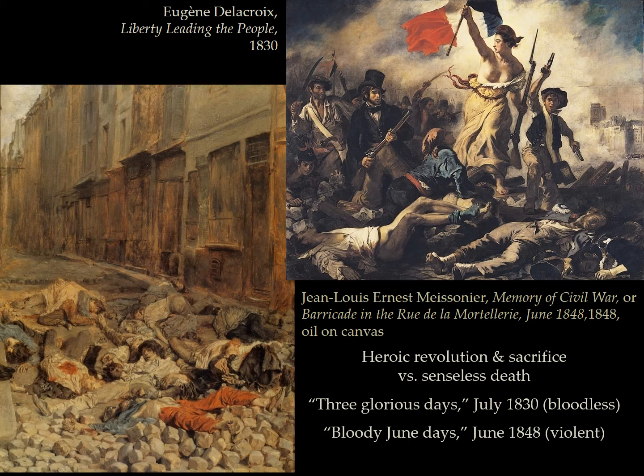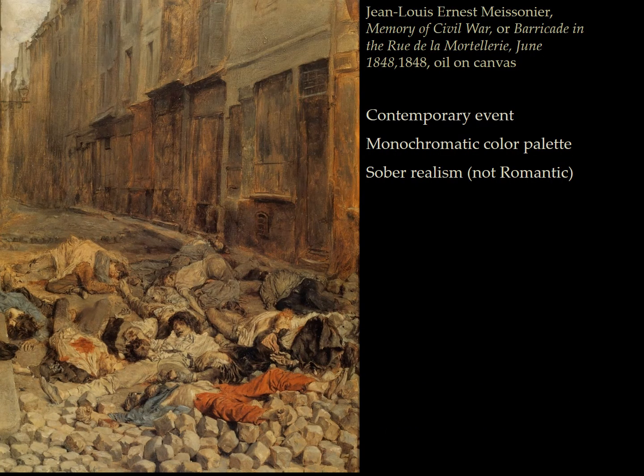As we would describe the July Revolution as 3 glorious days, which were essentially bloodless. Now we have the Bloody June days that took place in 1848, which were terribly violent. So this is, in effect, a contemporary event. We are not looking at an allegory. We are not looking at a biblical narrative. This is something that just happened.